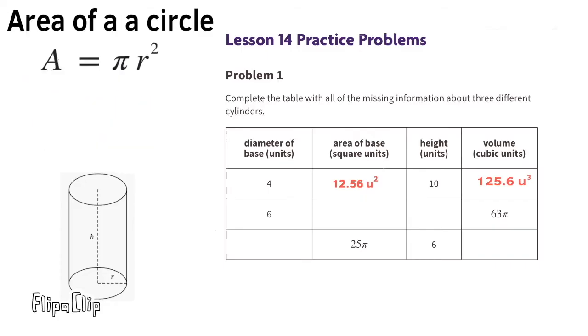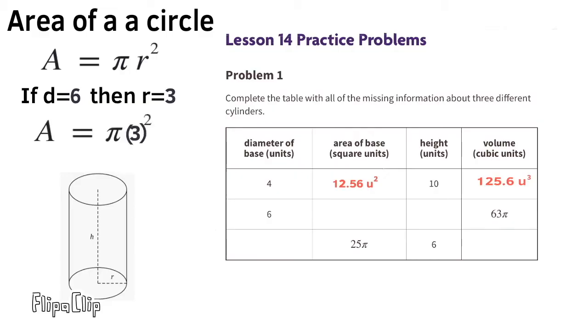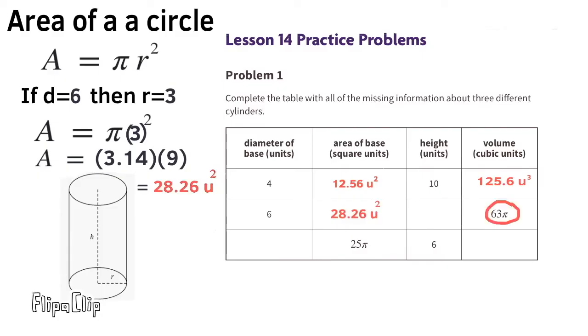The diameter of the base of this next cylinder is 6 units. If the diameter is 6, the radius is 3, so 3.14 times 3 squared, or 3.14 times 9. The area of this base is 28 and 26/100ths units squared. They've given us the volume. Now we have to figure out what the height is.